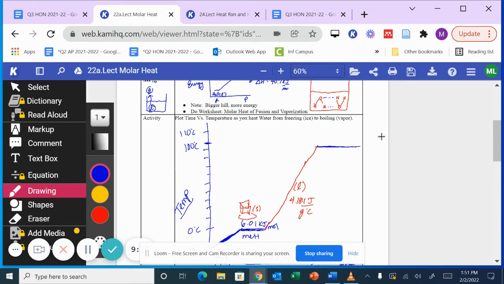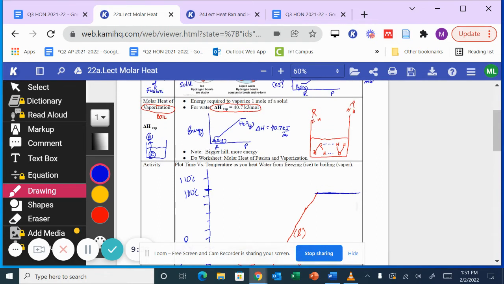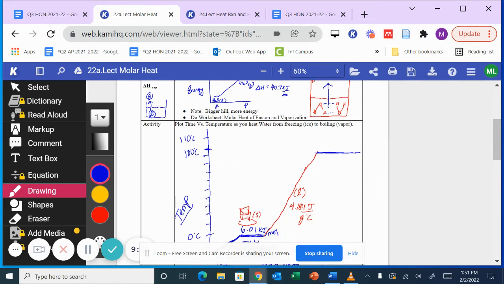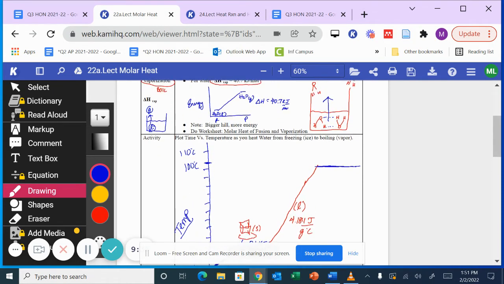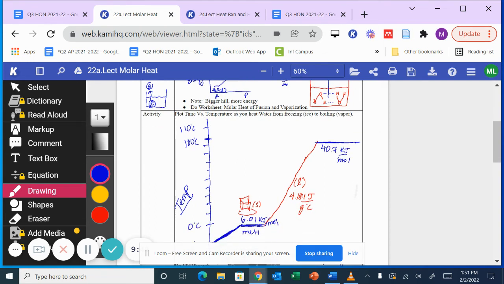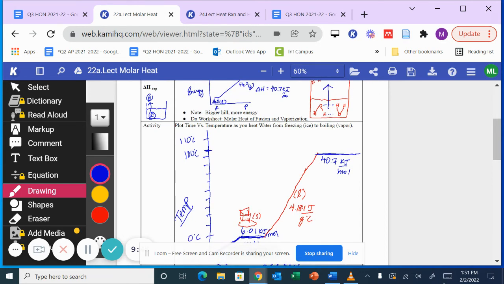So that energy you're putting in is not going into the kinetic energy of speeding up the molecules, but it's going into the bonds. You are now breaking the intermolecular forces to go from liquid to gas. And that takes, can you guess how much energy that takes? Yes, that takes 40.7 kilojoules for every mole of water that you have. And this is when you are vaporizing it. That flat line there.